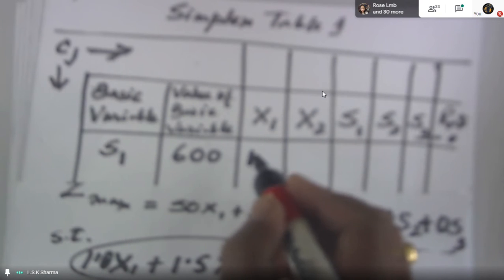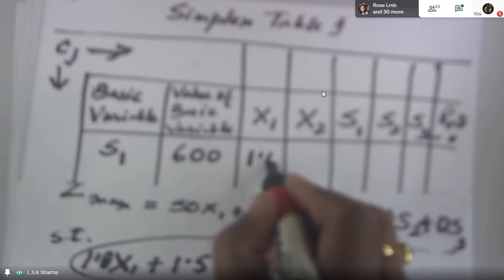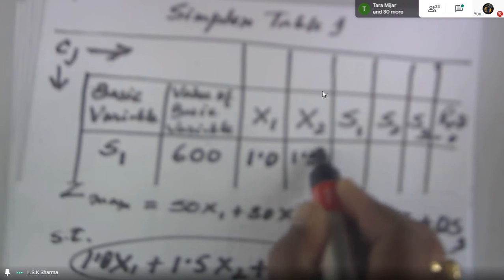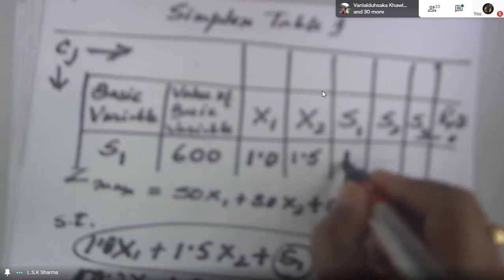Then what is the value of x1? X1 is 1.0 x1, so you write 1.0, or you can just write 1 also. Similarly for x2, it is 1.5. Now what is the next one? S1. The S1 will be transferred out here. And when there is no number before S1, we know that there is 1 there. So we write 1 out here.